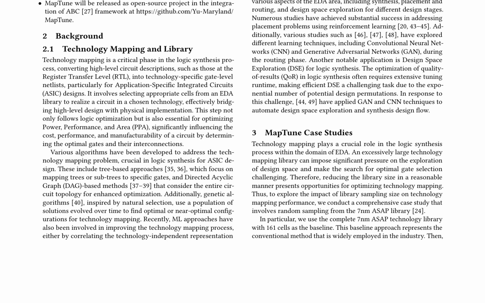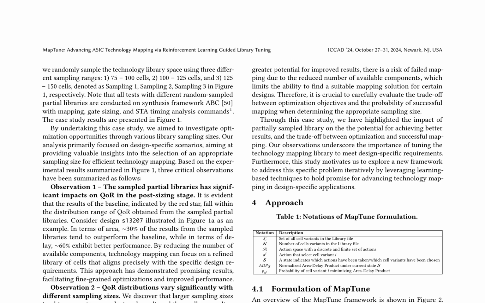A comprehensive case study was conducted to explore the impact of specific cell selection within a full library on the technology mapping PPA results using the ABC framework. The MapTune framework was evaluated using designs from 5 distinct benchmark suites and 4 different libraries, demonstrating average area delay product (ADP) improvements of 22.54% by solely tuning the libraries. The authors introduce MapTune, a novel framework that leverages reinforcement learning to optimize technology mapping via library tuning.